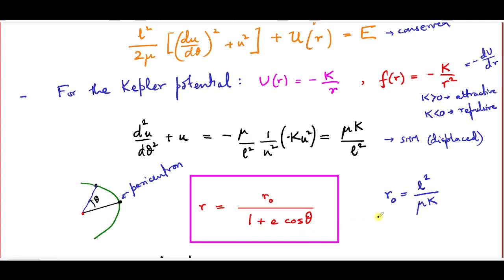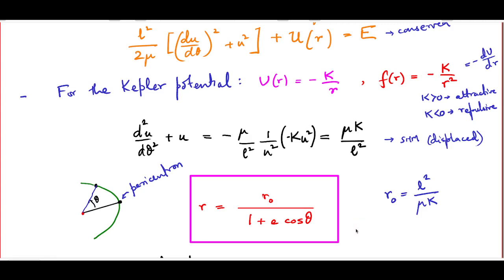e, on the other hand, depends on the amplitude, so to speak, of the solution of this harmonic oscillator equation and directly depends on the initial conditions for u. We will see later that e can be directly related to the energy of the orbit. That's something we are going to soon show.